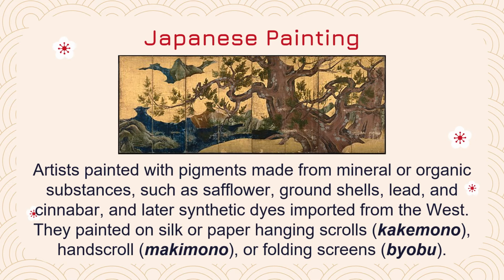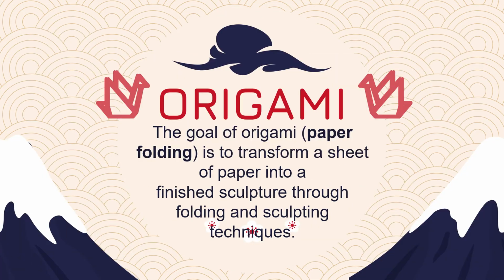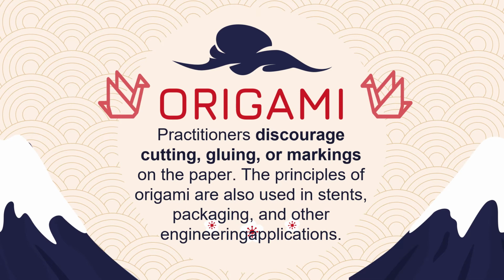They painted on silk or paper, hanging scrolls or the kakemono, hand scroll or the makimono, or folding screens or the byobu. The goal of origami, or paper folding, is to transform a sheet of paper into a finished sculpture through folding and sculpting techniques. Practitioners discourage cutting, gluing, or markings on the paper. The principles of origami are also used in stents, packaging, and other engineering applications.